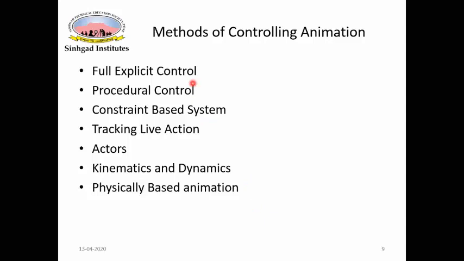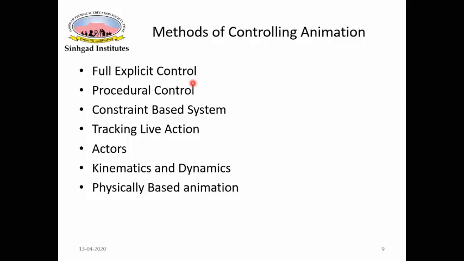Full explicit control is the simplest sort of animation control. Here, as the name suggests, the animator provides a detailed description of everything that is going to happen in the animation. This includes information about scaling, translation, rotation, keyframes, and interpolation methods for generating the in-between frames. Everything is described in detail. In this system, a sequence of actions defined between keyframes may be difficult to modify.